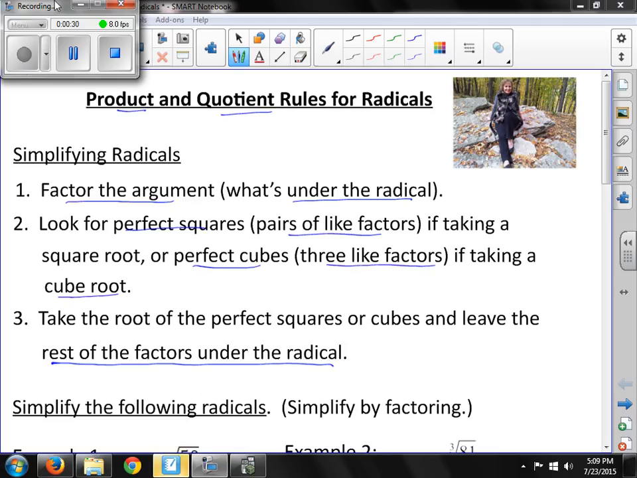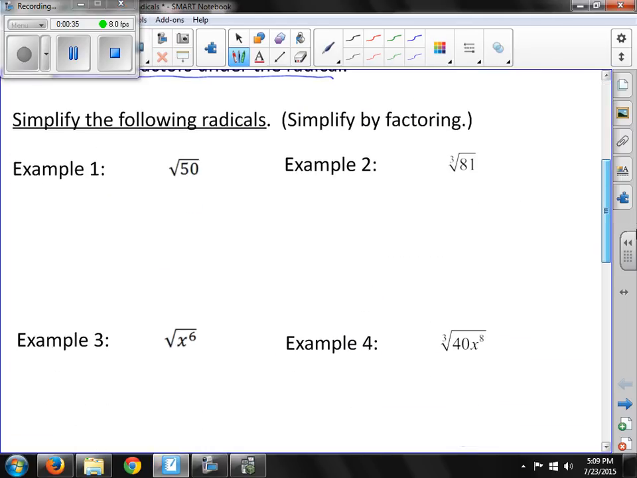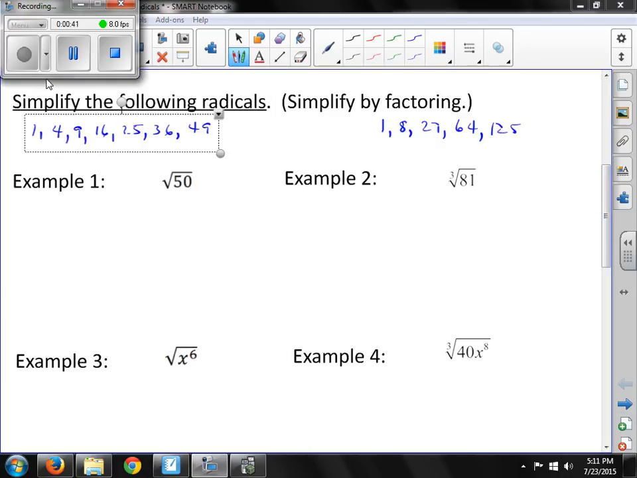So we want to simplify the following radicals. The square root of 50 is our first radical. Okay, I stopped the video and wrote the perfect squares and the perfect cubes over here so that I'd have them to move around and play with. You have your chart, but I can't point to the chart, so I wrote the chart up here.